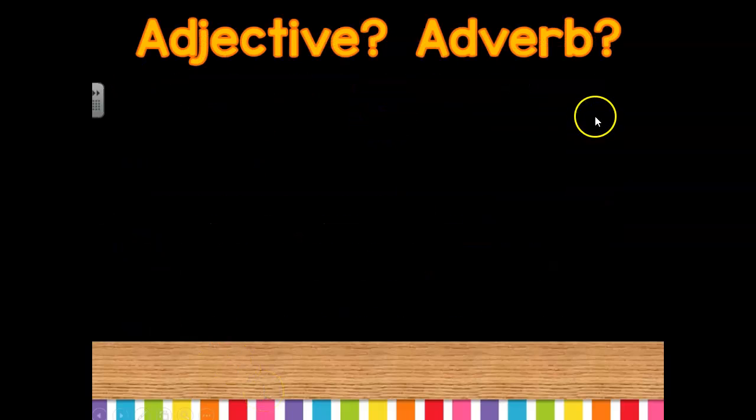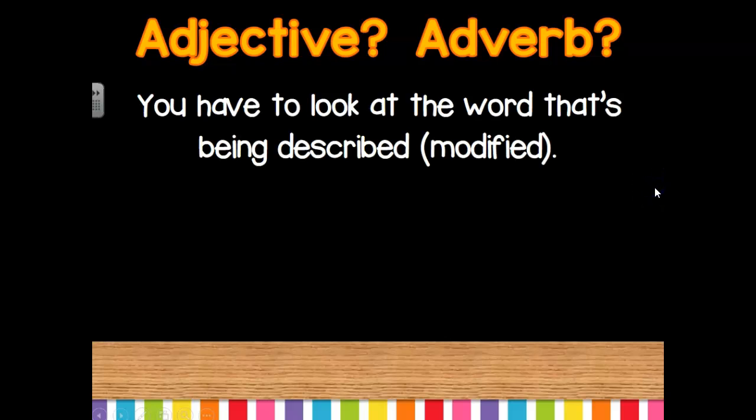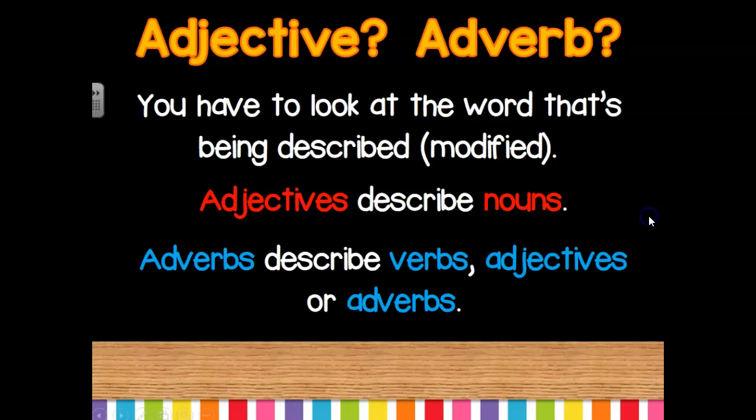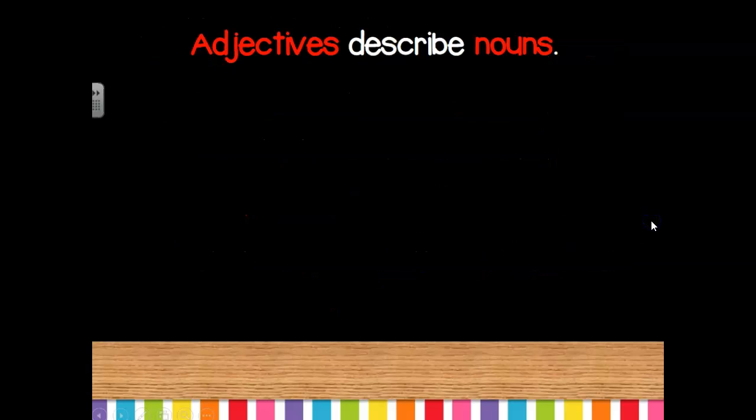So, adjective or adverb? That's our big question. You have to look at the word that's being described or modified to decide if it's an adjective or an adverb. Adjectives describe what, boys and girls? Yes, they describe nouns. Adverbs describe verbs. Adjectives describe nouns.